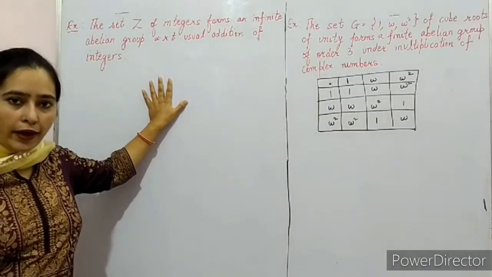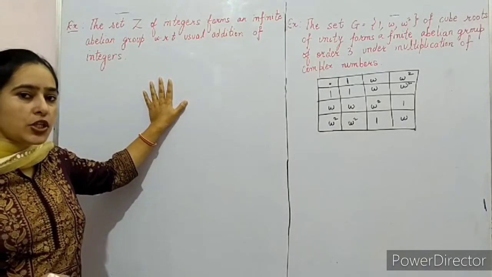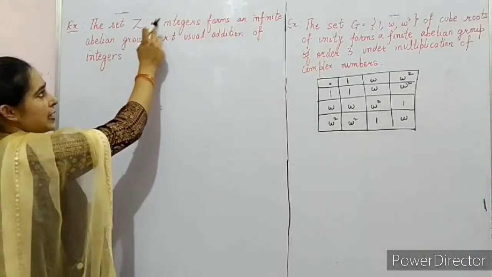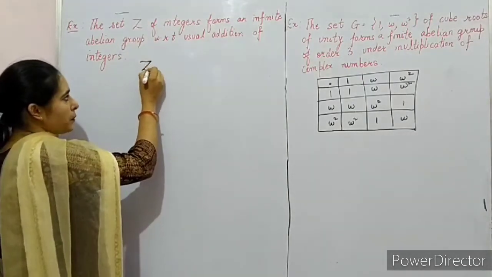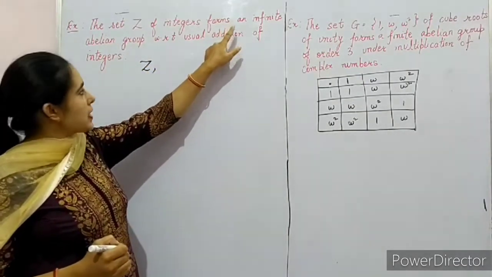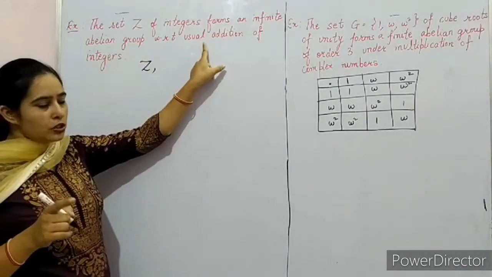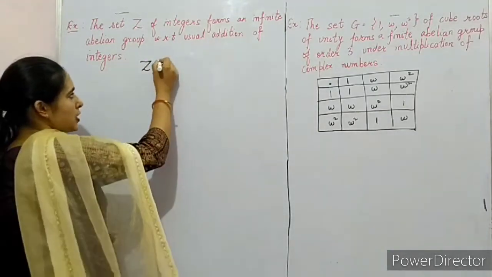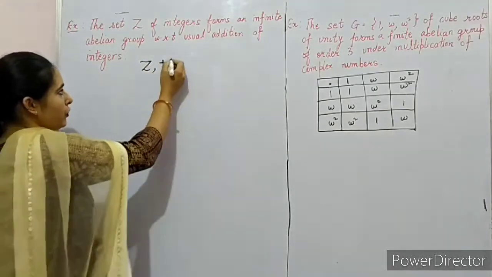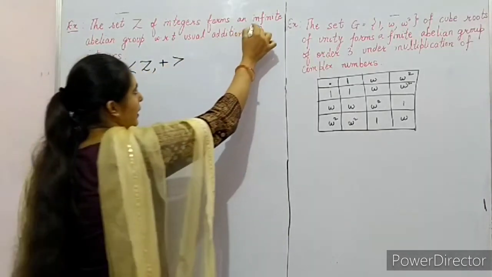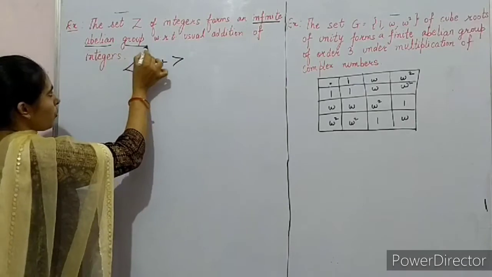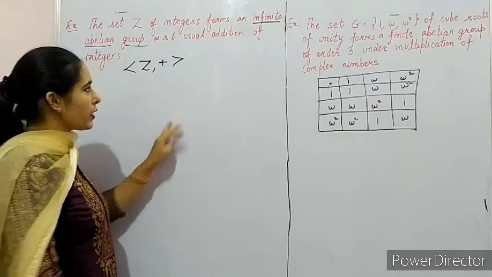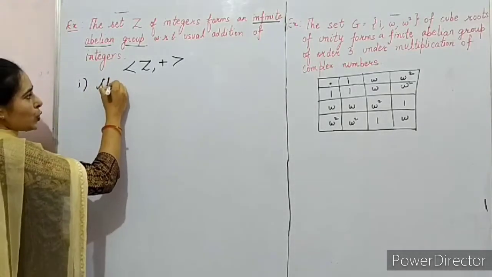Firstly, we have to identify what is the non-empty set G here and what is the operation here. Clearly, the set is the set Z of integers. Now, this is a non-empty set G here. We have to prove it is an infinite abelian group. What is the operation? Addition of integers, usual addition of integers. So, operation is addition. Firstly, we shall simply prove that this forms a group. First property is closure property.